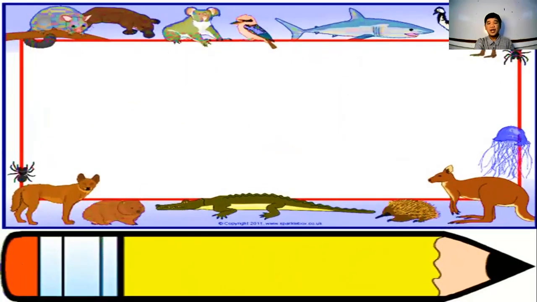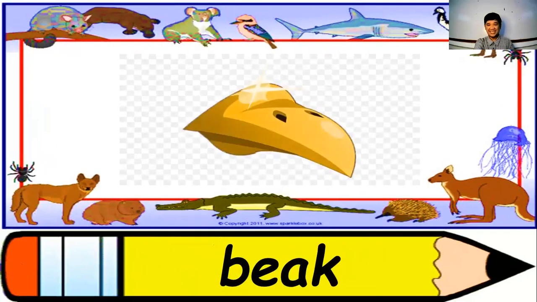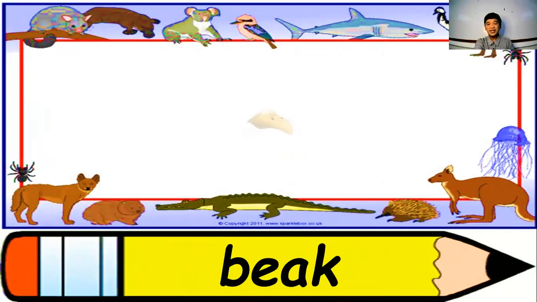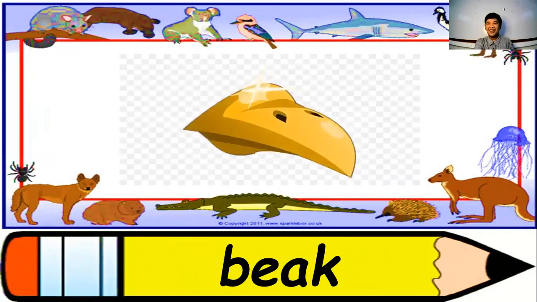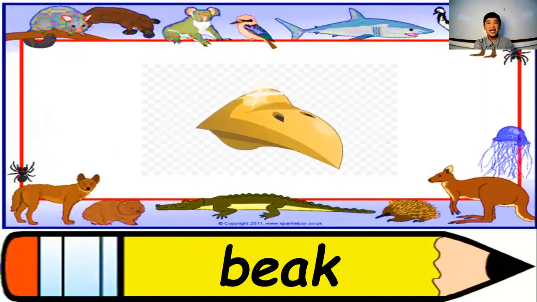Okay, next. What do you call the body? Oh, sorry, we already have the answer. We call it a beak. So this is what we call a beak. All right. Okay, the beak here. Okay, so that is beak. Everybody say beak.